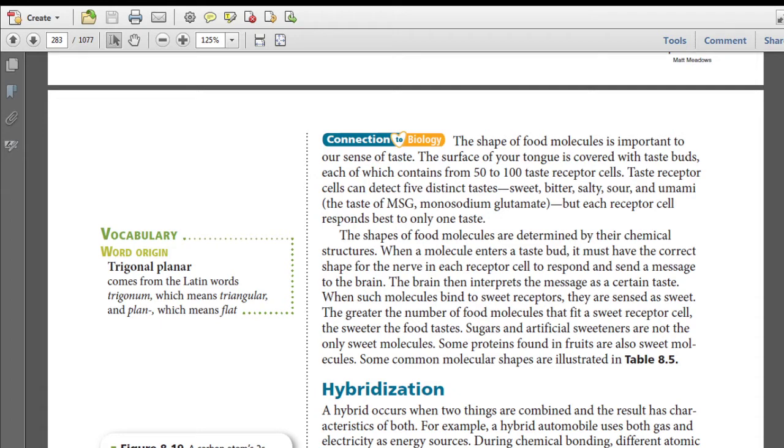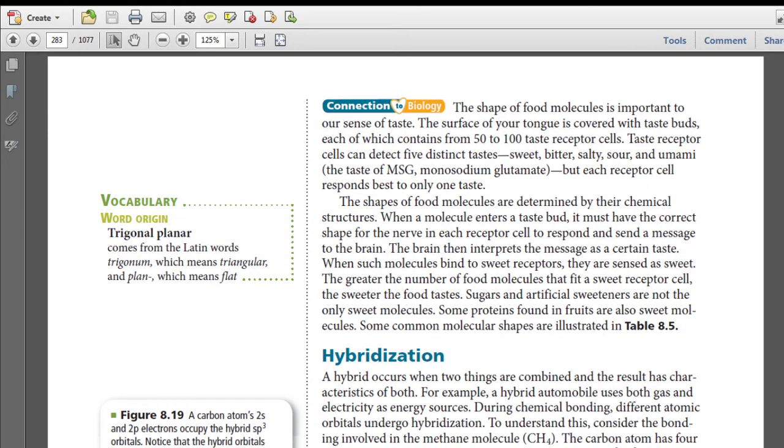The shapes of food molecules are important to our sense of taste. The surface of your tongue is covered with taste buds, each of which contains 50 to 100 taste receptor cells. Each taste receptor cell can detect 5 distinct tastes: sweet, bitter, salty, sour, and umami. Right? Umami is like that savory flavor, right? That kind of makes you go, mmm. But each receptor cell responds best to only one taste.